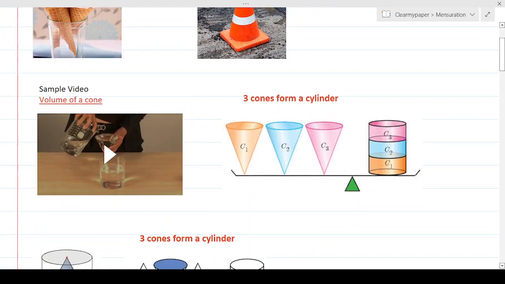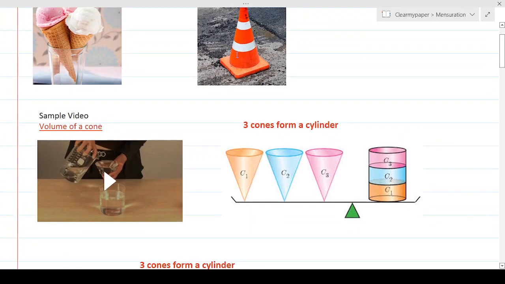So interestingly enough, it's a very easy way to measure. If you can check out the sample video I've copied from YouTube, it's a small 2-minute video. What they're doing primarily in the video is, there is a cylindrical glass, and they have a cone in the hand and they're trying to measure water. So in essence, what they're trying to do is this.